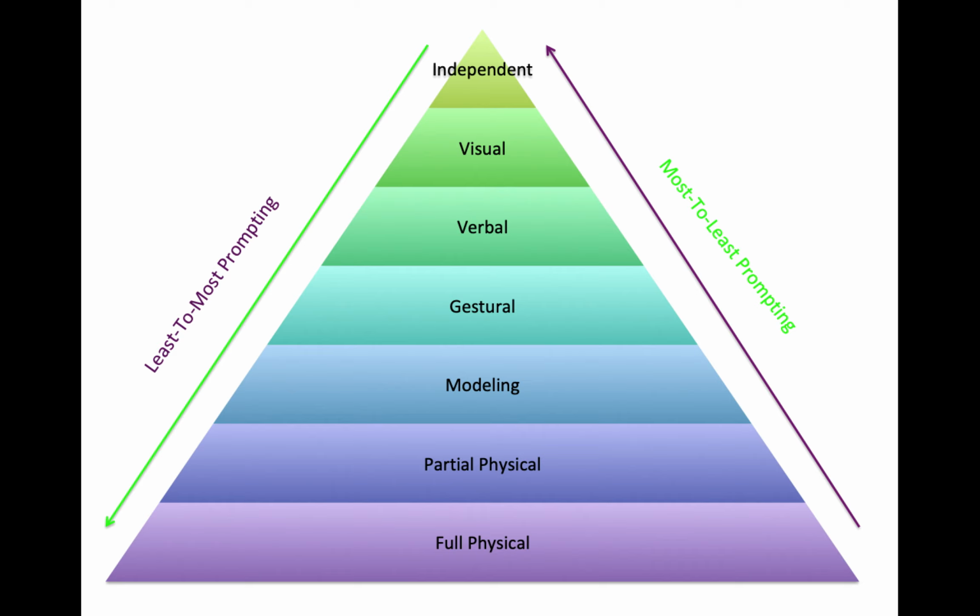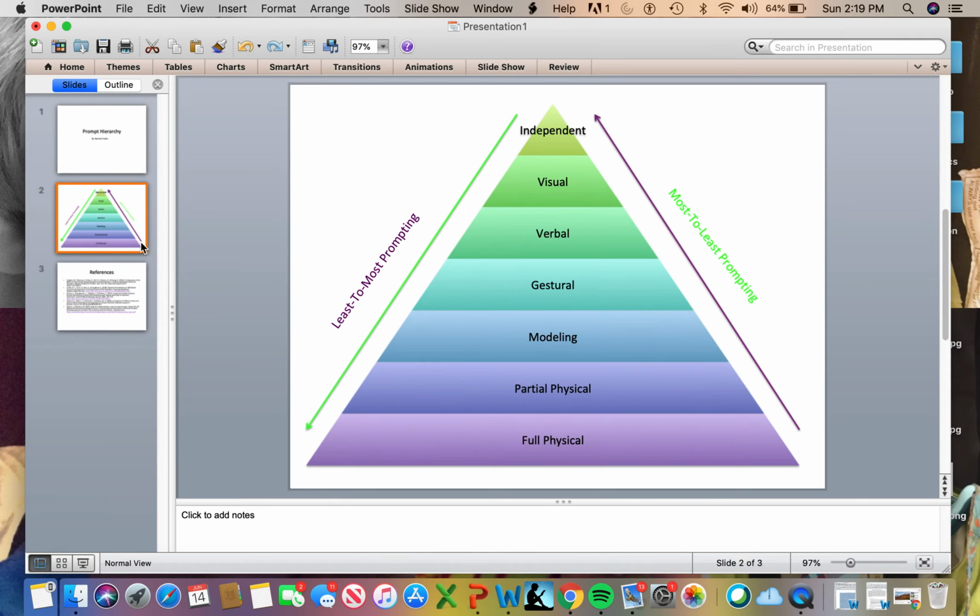So like I said, if you were doing least to most prompting, if you started at independent, you would move down the pyramid, and then with most to least, wherever you started, let's say you started at full physical, you would be moving up the pyramid as you wanted to fade prompts. So fading prompts is going to be important for your learner. You want to get them to that independent level so that they know that skill. And we'll talk about error correction and fading prompts in the next video. But I hope this video was helpful in you understanding what a prompt hierarchy is.